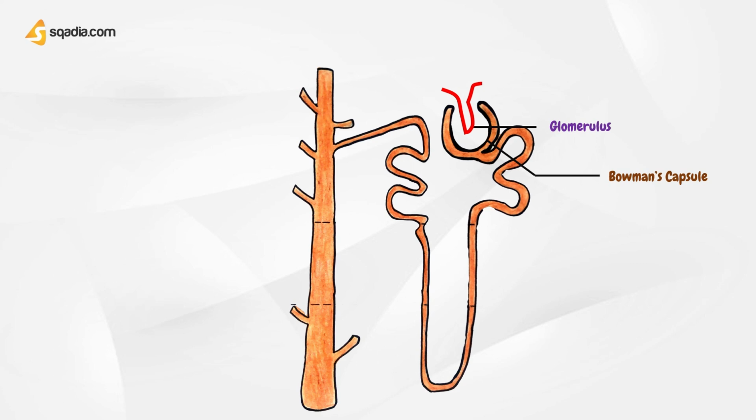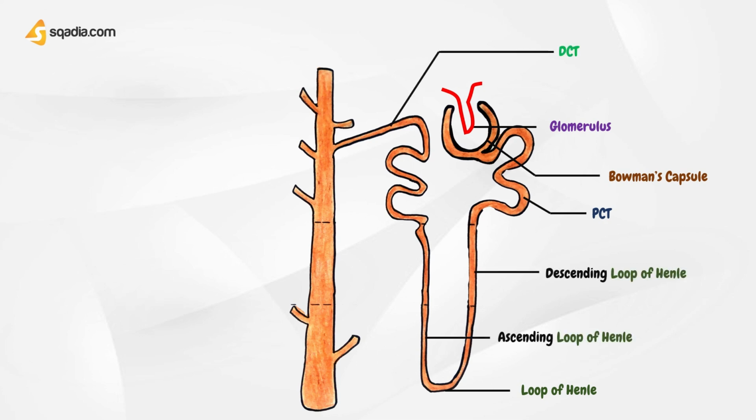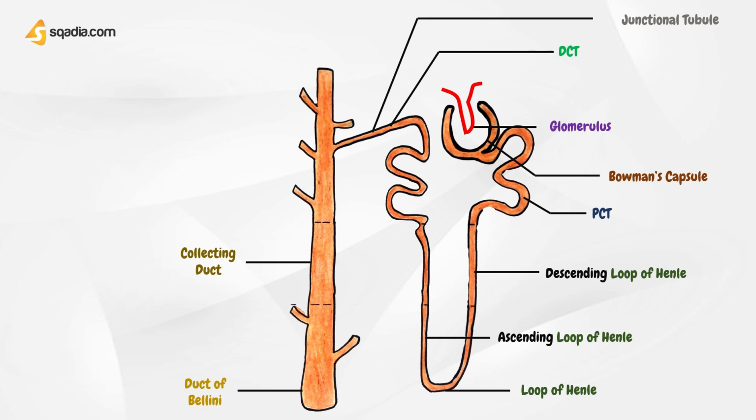The second part is the renal tubule, for selective resorption of substances from the glomerular filtrate. It is made up of the proximal convoluted tubule, the loop of Henle with its descending and ascending limbs, and the distal convoluted tubule. The collecting part begins as a junctional tubule from the distal convoluted tubule. Many tubules unite together to form the ducts of Bellini, which open into the minor calyces through the renal papillae.